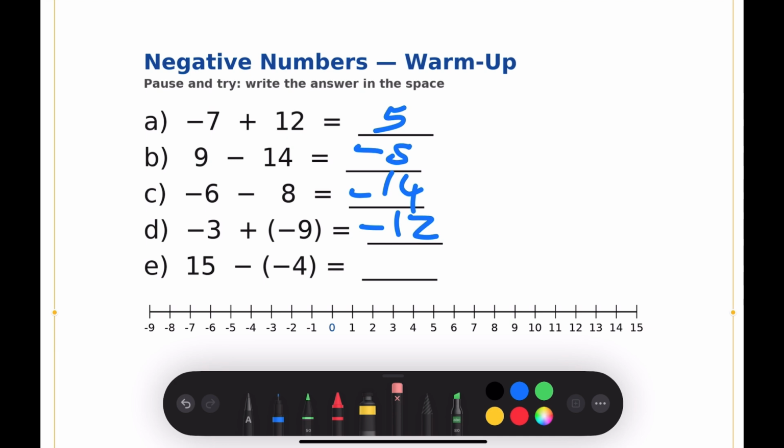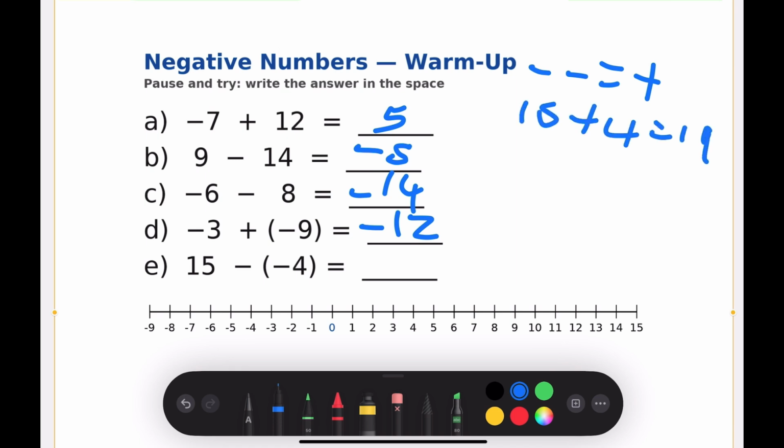Okay, next question. 15 minus negative 4. Well, whenever we have two negatives together, that always equals a positive. So for 15 minus negative 4, that is the same as 15 plus 4, and that is equal to 19. So the answer would be 19.